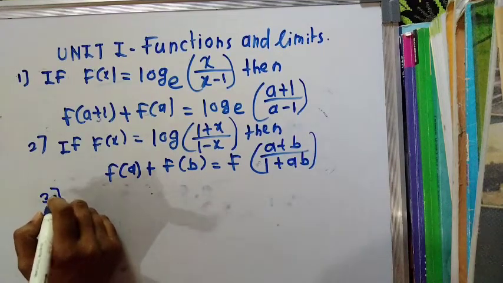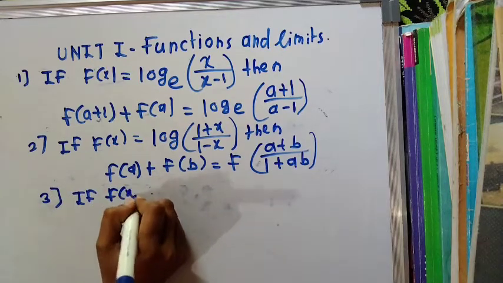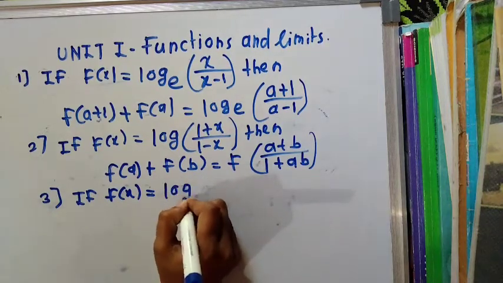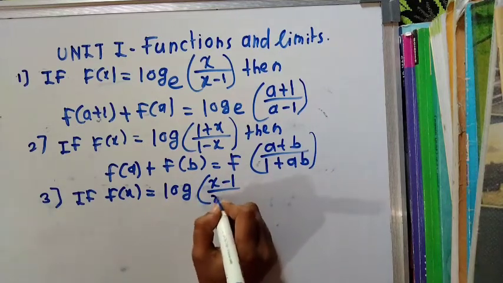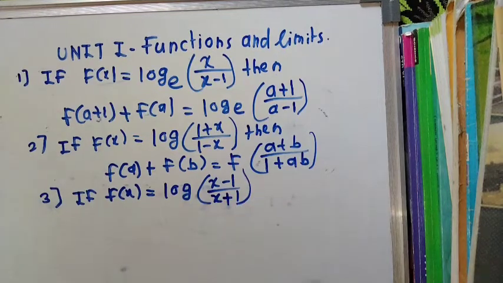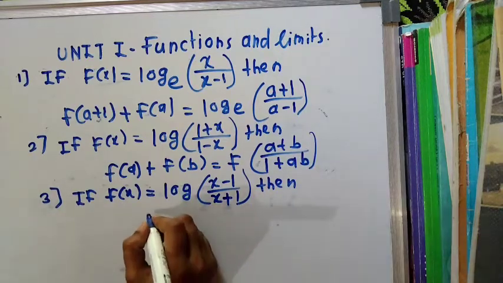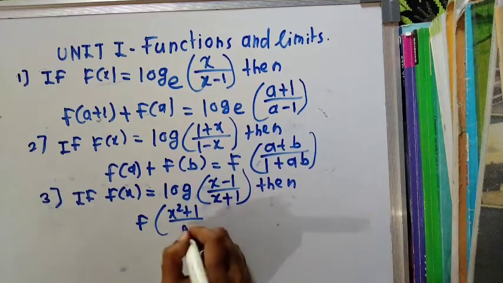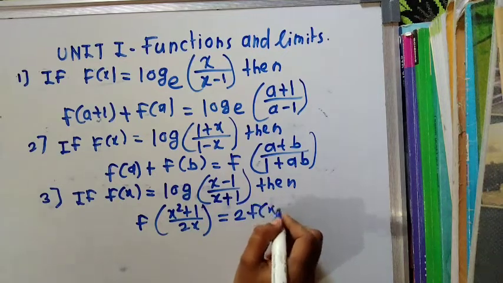Then third, if f of x is equal to log x minus 1 divided by x plus 1, then f of x square plus 1 divided by 2x, which is equal to 2 into f of x.